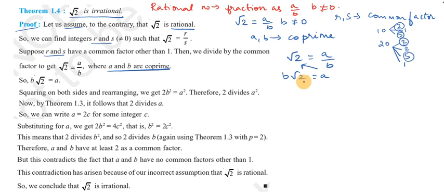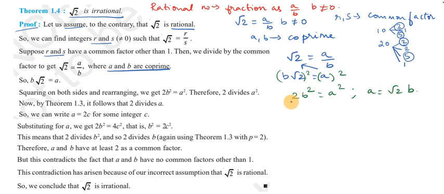Here, when we square both sides, we will get a square is equal to 2b square. So you've got one equation, a square is equal to 2b square, and another one, that is a is equal to root 2 into b.